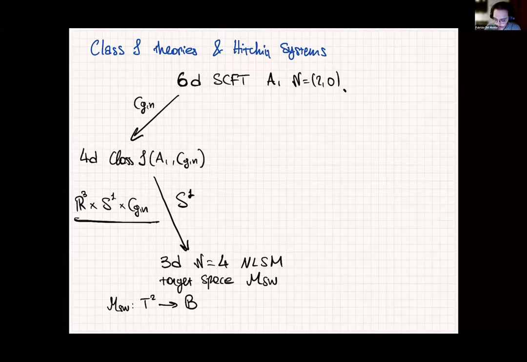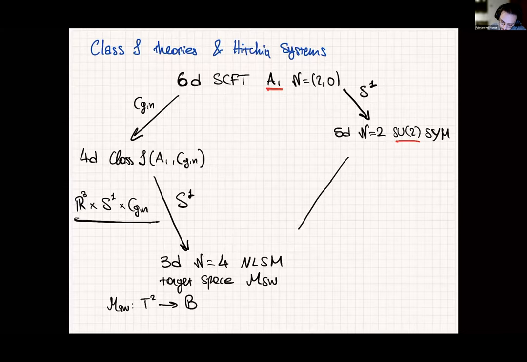But we can also consider the compactifications in reversed order. So we first compactify on S1, and then we arrive at five-dimensional N=2 SU(2) super Yang-Mills. This SU(2) is because we consider the A1 theory. If we considered the A_N theory, it would have been SU(N+1). And this is a much simpler theory than the six-dimensional one. This has a Lagrangian. We can describe it in a rather explicit way. And so we are able to see what happens to this theory when we compactify it on the Riemann surface more easily.